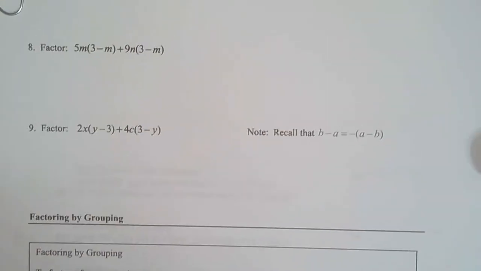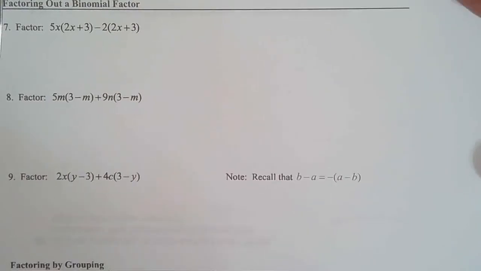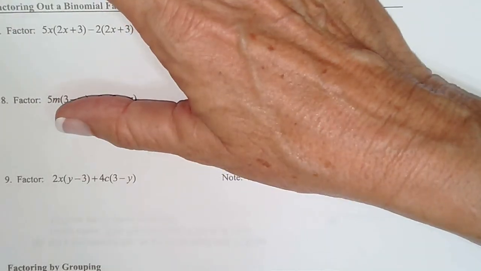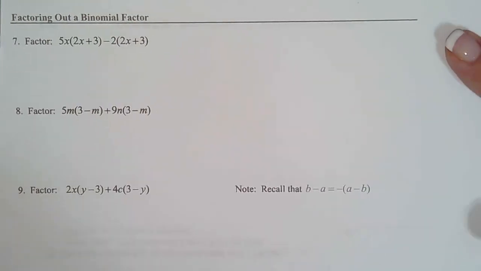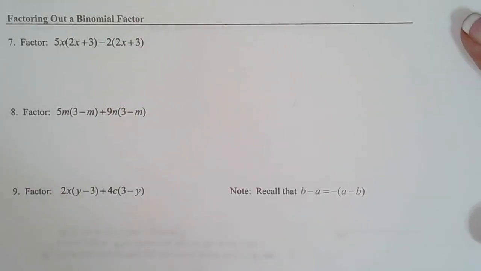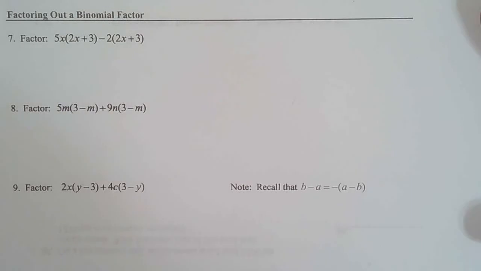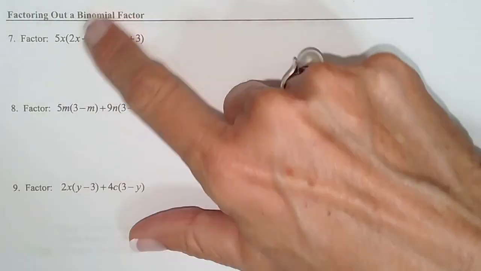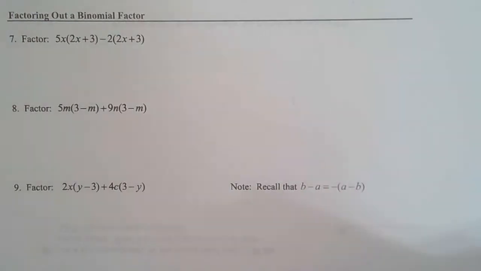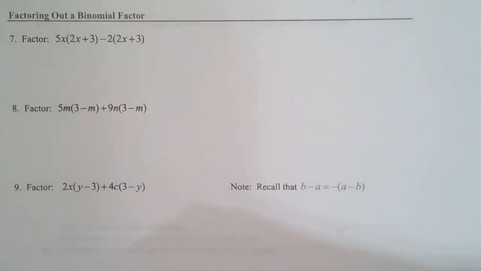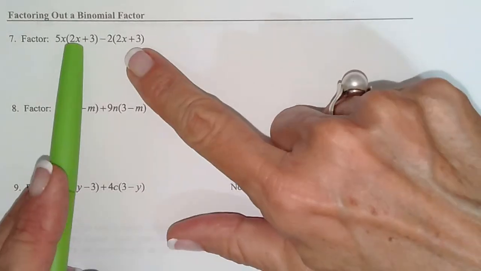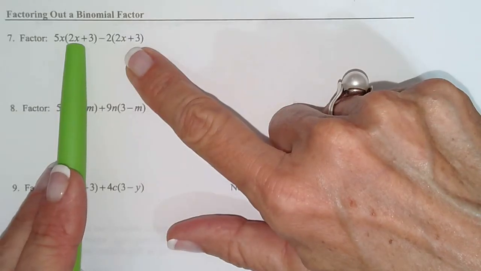So now we're getting ready to factor out a binomial. So sometimes our GCF is not going to be just a single term. Sometimes it'll be 2 terms. Sometimes it'll be 3 terms. This section will all be 2 because it says binomial. So I look here and I go 5x and 2. They don't have anything in common, but they both have a 2x plus 3 common.